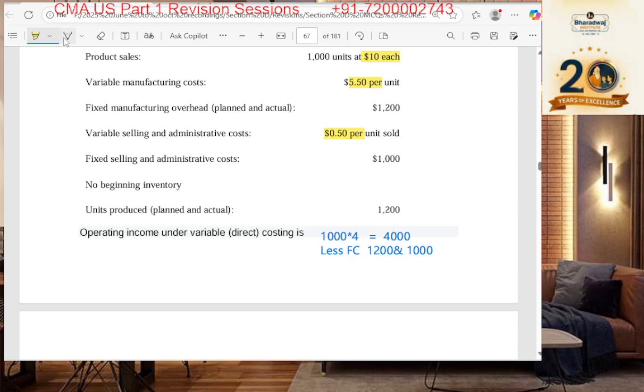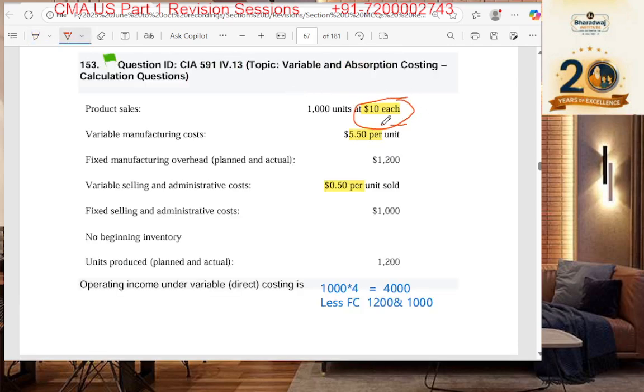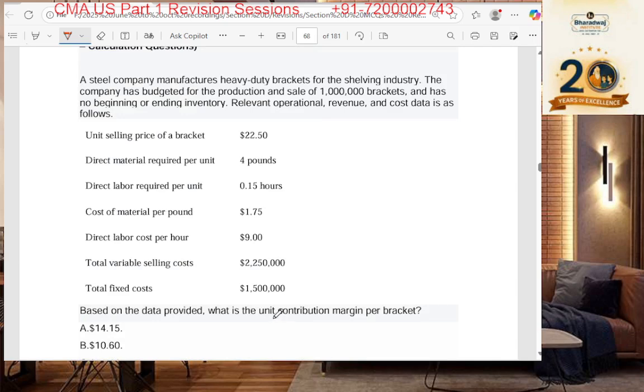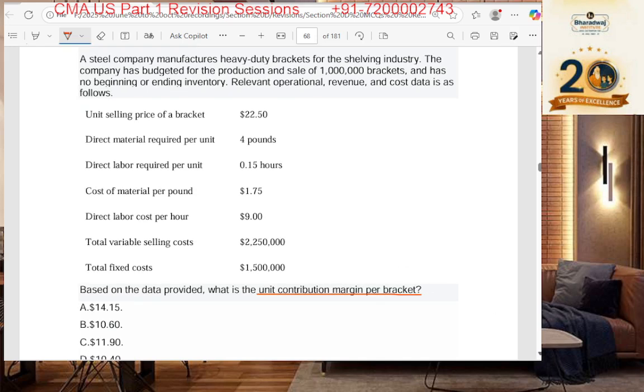You understand this 4000? 10 minus 6 will give us 4. Fixed cost, minus 1800. They ask you to find out contribution margin per unit. Sales minus variable costs. Four into 1.75. How much?